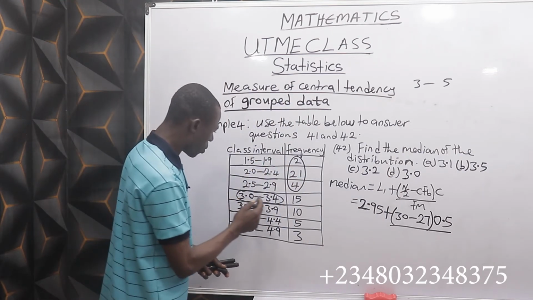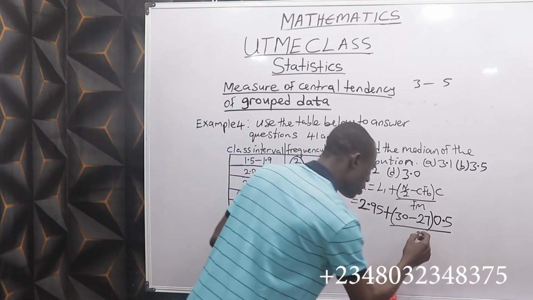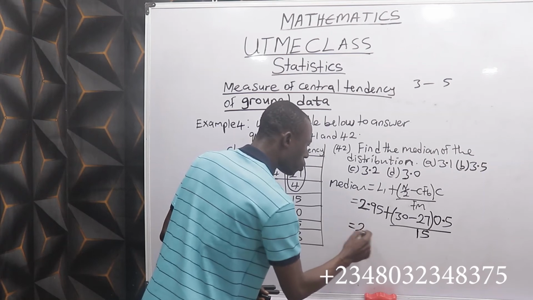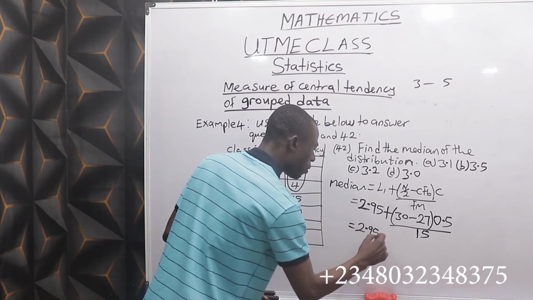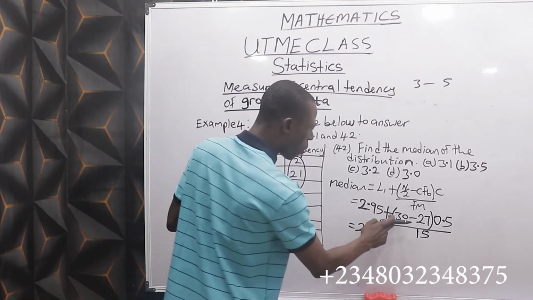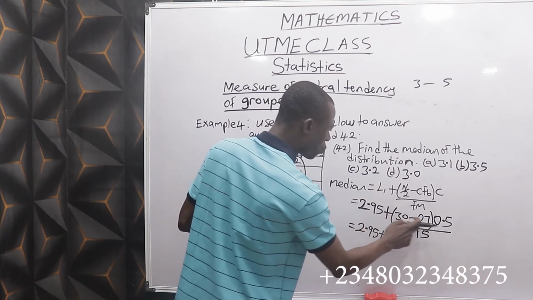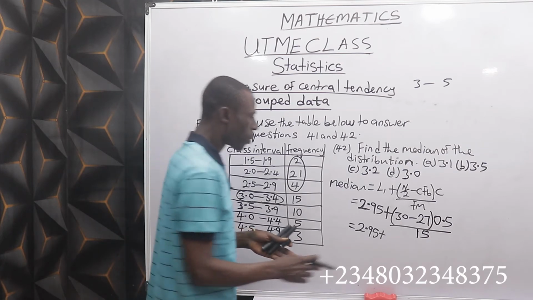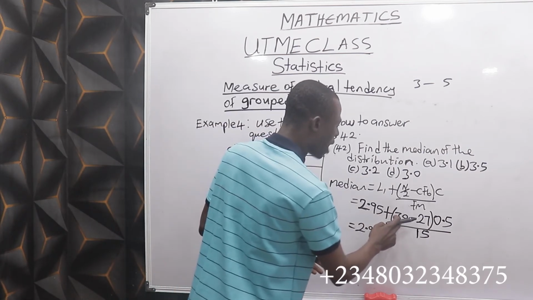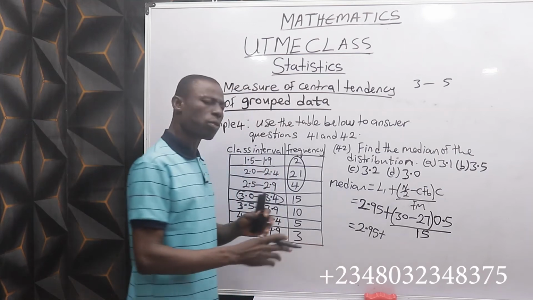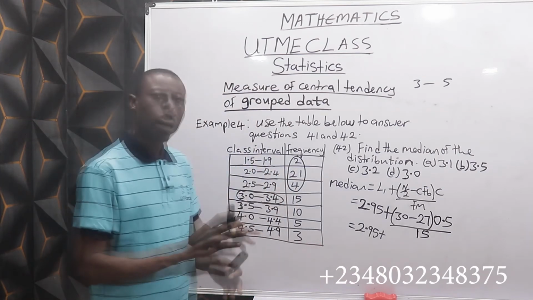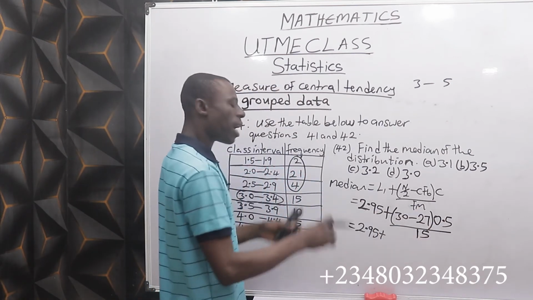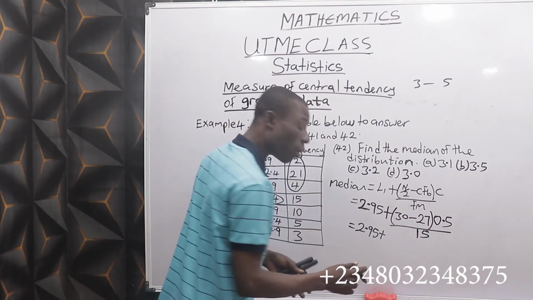This is the median class. What is its frequency? 15. 15 is the frequency of the median class. So we have 2.95 plus, now 30 minus 27, that's 3. That's 3. 3 times 0.5. Anytime you use 0.5 to multiply something, you get the half of that thing. So 3 times half means half of 3, which is 1.5.